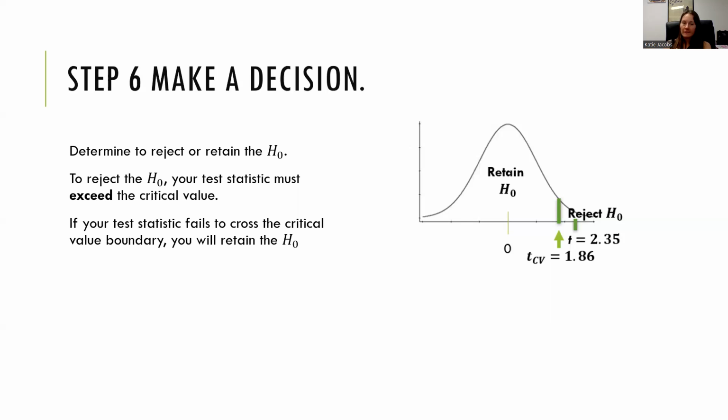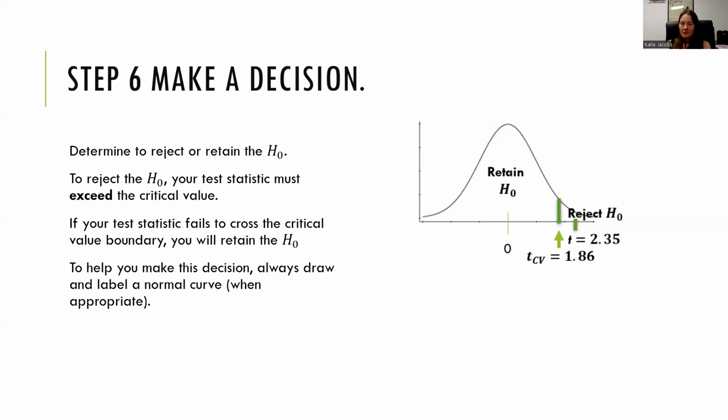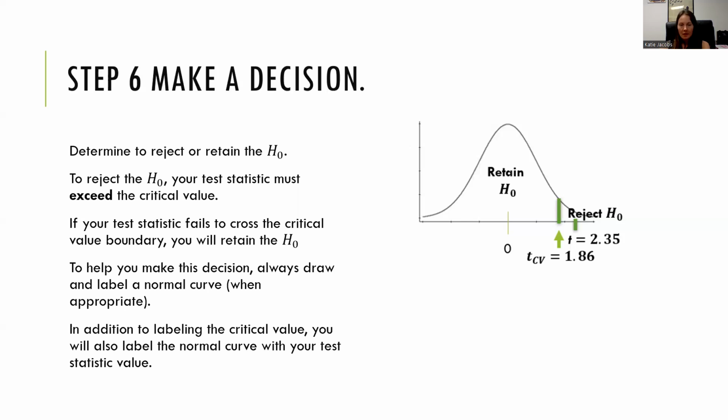So if our test statistic fails to cross the critical value boundary, then we're going to retain our null hypothesis. To help make this decision, always just draw out the normal curve when appropriate. There are only going to be a few situations where we have to adapt how we're doing this, but the process is still going to be basically the same. So in addition to labeling the critical values, our retain the null hypothesis region, our reject the null hypothesis region, and our zero, we also want to label our test statistic value, because that shows us which decision we're going to make.